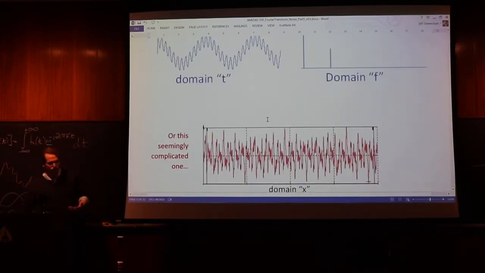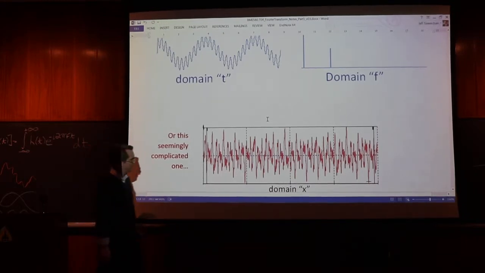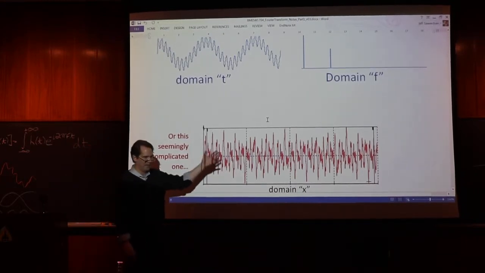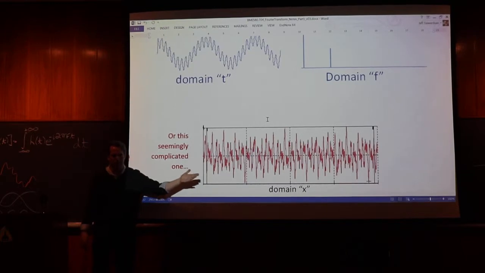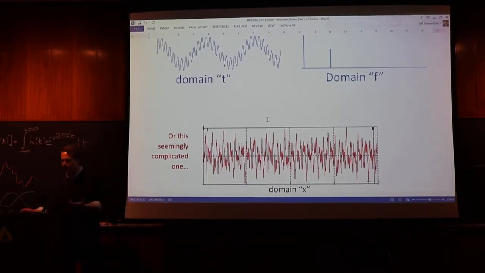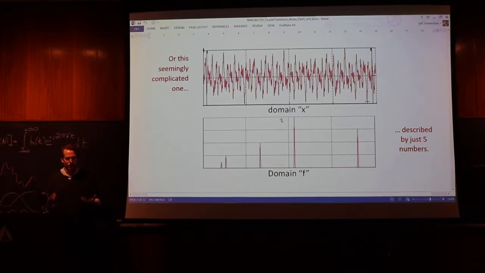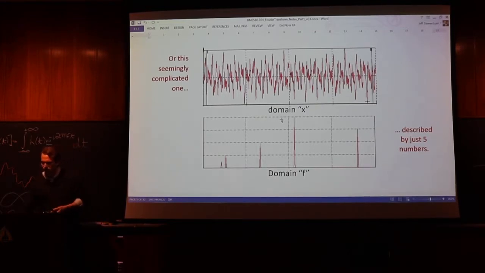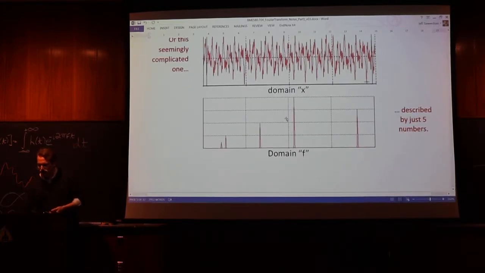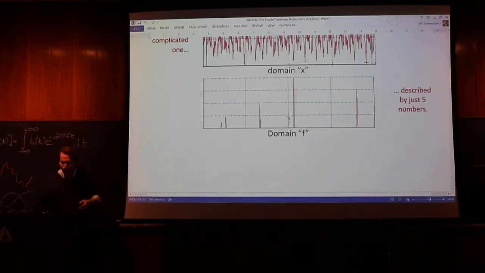Okay, this one looks pretty darn complicated, right? Look at all this. How am I going to describe that? I can't fit a polynomial to that. That would be really tough. But what the Fourier transform does is it represents a domain where, in that case, just 5 numbers are completely describing that signal. Okay, well that's magic, right? So how does it work?